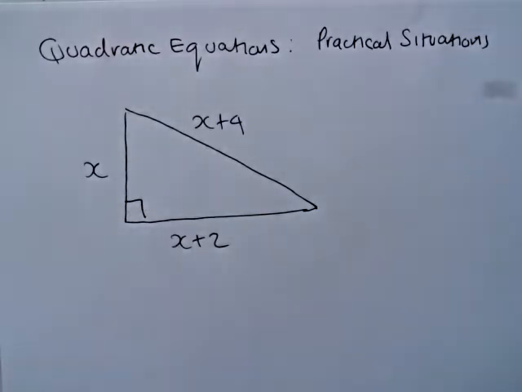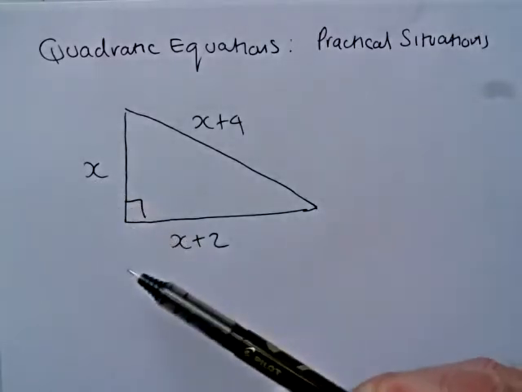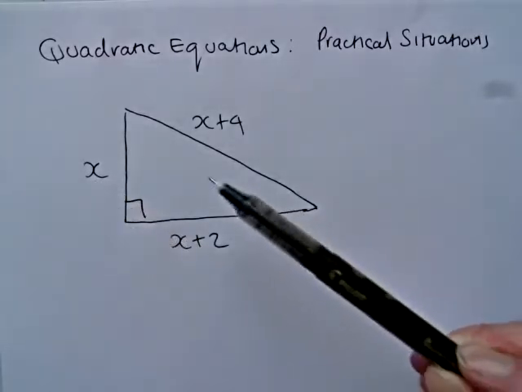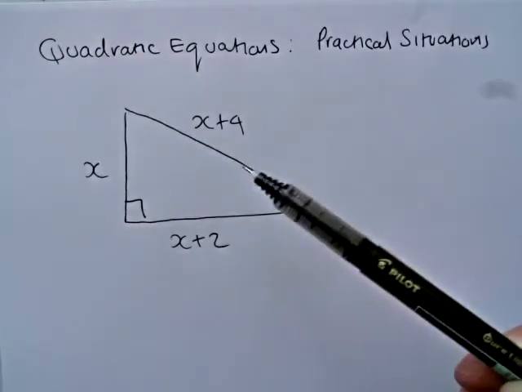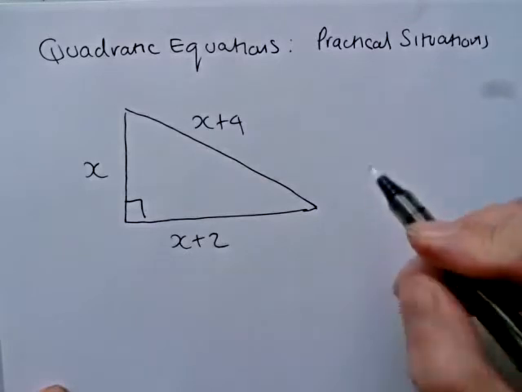So in this short video I'm going to show you how a quadratic equation can arise from a practical situation. We've been given a right-angled triangle and we've been told that the height of the triangle is x, the base is x plus 2 and the longest side, the hypotenuse, is x plus 4. So we can form an expression using Pythagoras' rule.